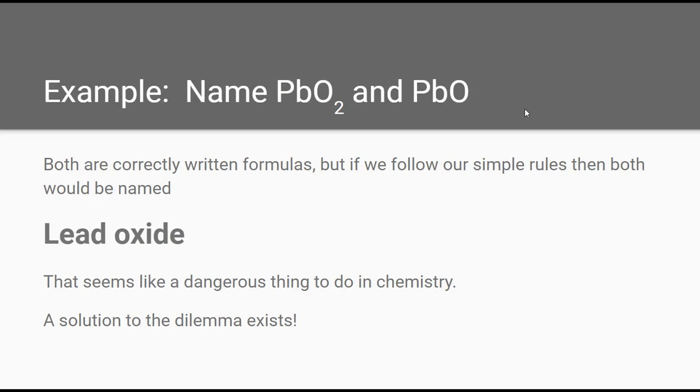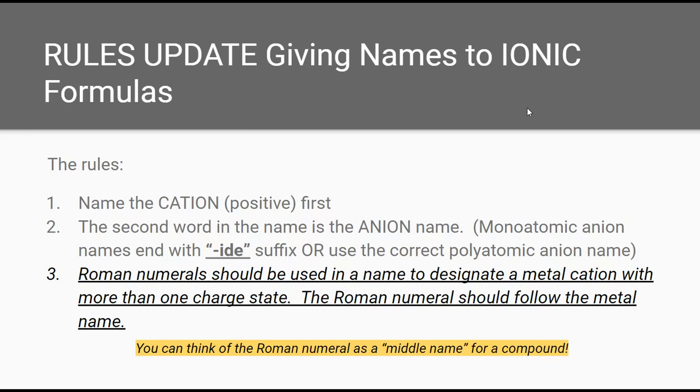Now, here's an example that you might remember. Name the formulas PbO2 and PbO. Both are correctly written formulas, but if we followed our simplest rules, then we would name them both lead oxide. And that seems like a dangerous thing to do in chemistry. Now, we have a solution to fix this dilemma.